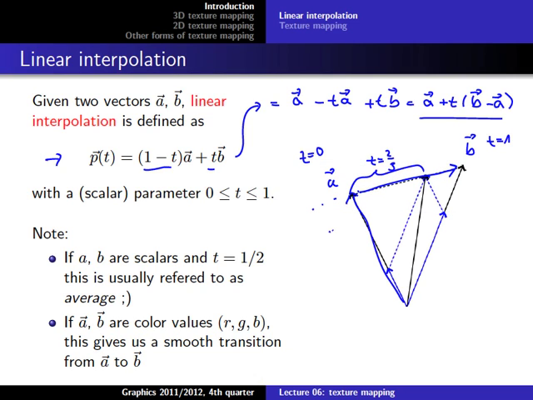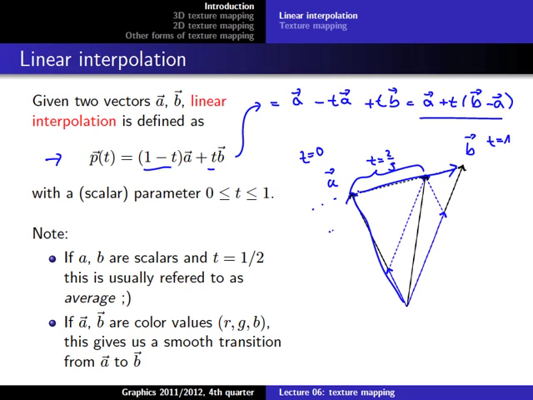Here we go. So you can see also that you can interpret it in this way. So what we can do with this, by modifying the parameter t or continuously increasing it, we can smoothly create all vectors on that line between A and B.